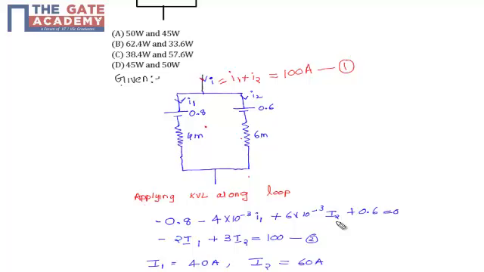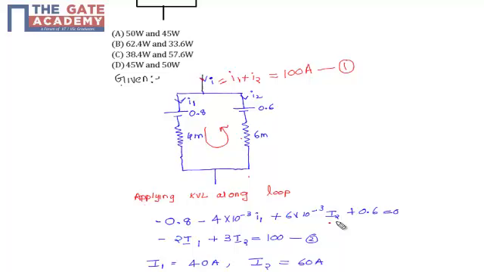Apply KVL to this loop. We get 0.8, minus 0.8 because it is flowing away from the loop, minus 4 milliohm, which is 4 into 10 power minus 3 I1, plus, opposing it, 6 into 10 power minus 3 I2, plus the value 0.6, minus of minus will get plus, is equal to 0.